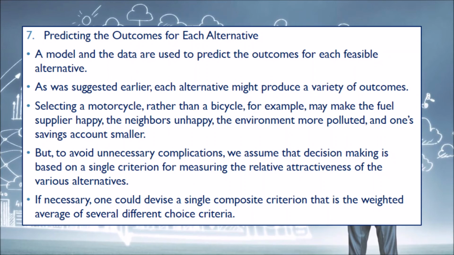But to avoid unnecessary complications, we assume that the decision making is based on a single criterion for measuring the relative attractiveness of the various alternatives. If necessary, one could devise a single composite criterion that is the weighted average of several different choice criteria.